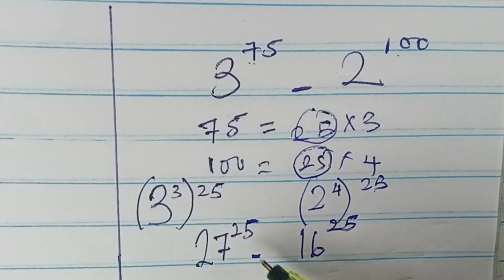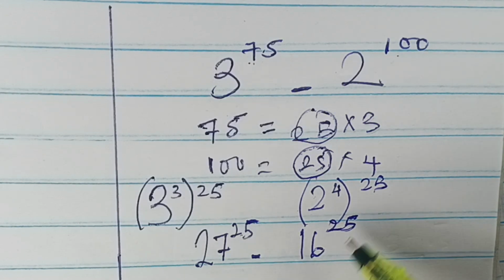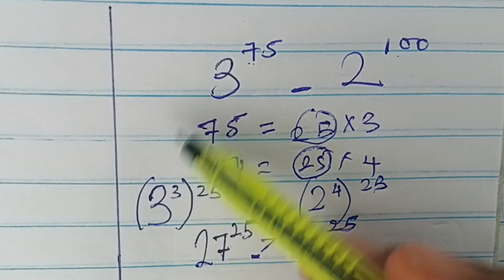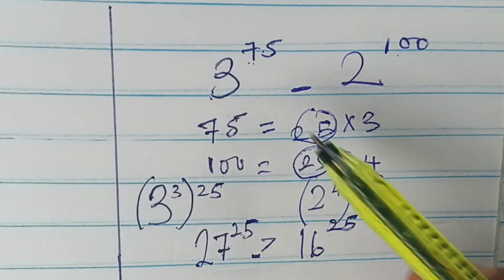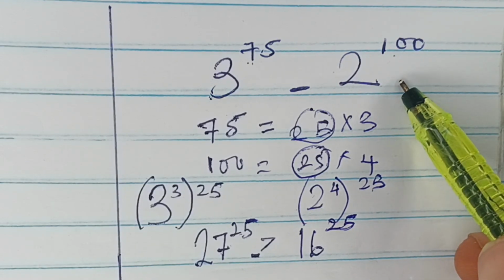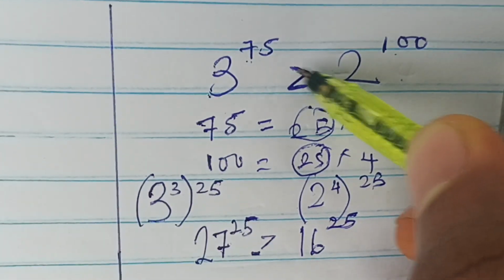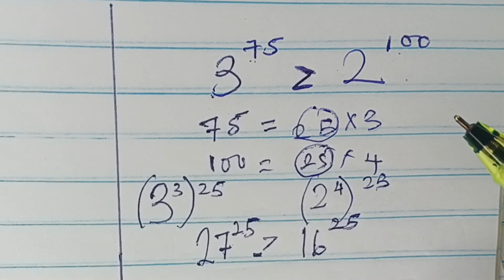What does this tell us? If you have 27 raised to power 25 and 16 raised to power 25, it means that this number is greater than this number. Okay? If this number is greater than this number, it means that this number is greater than this number. Hence, 3 raised to power 75 would be greater than 2 raised to power 100.